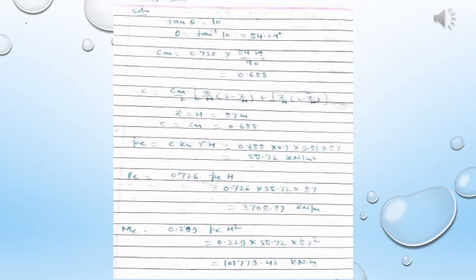Capital PE, the hydrodynamic pressure force, is 0.726 small pe into h. Put in the value of small p and capital PE comes out. The moment of this hydrodynamic force about the base is 0.299 small pe into h square. Put in the value of small p and find the value of ME, the moment of this hydrodynamic force about the toe.